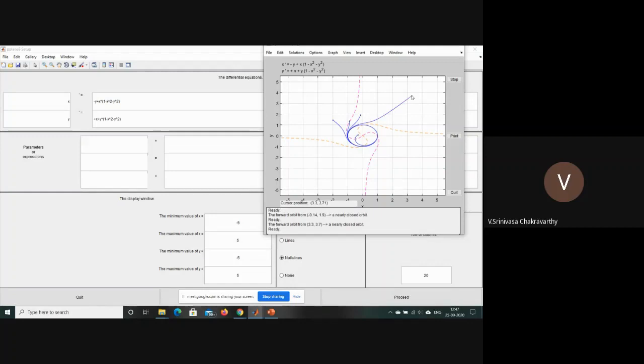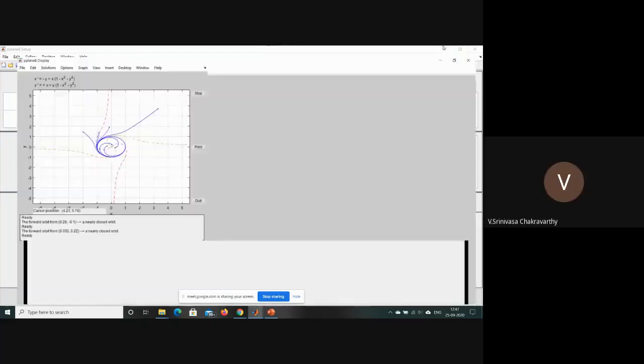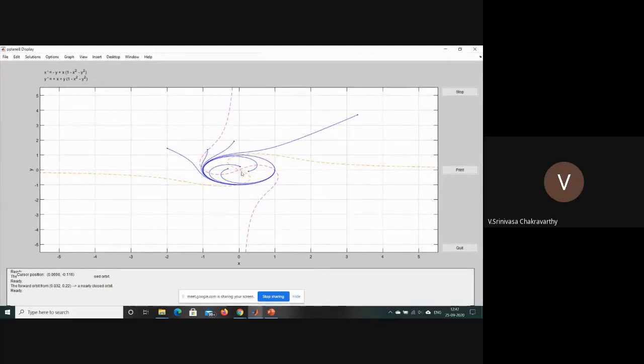So two null lines look very interesting, very twisted and meeting at the origin. There's only one fixed point. It will be an unstable focus or an unstable spiral. Can you zoom in a little bit close to the origin? Yeah, that's enough. Right, looks very beautiful.